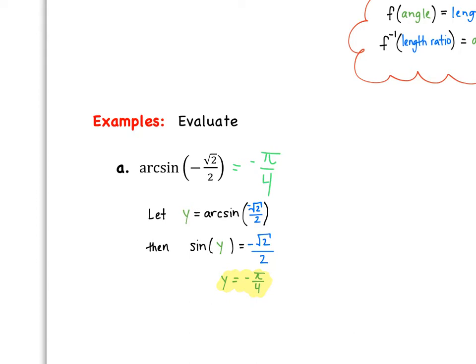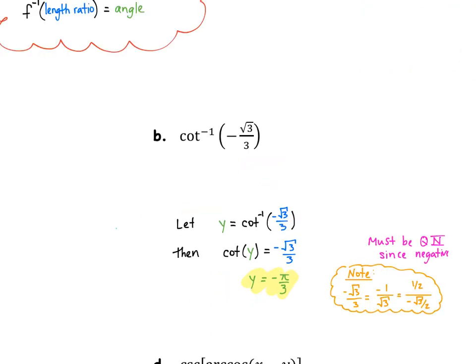I want you to try example B on your own. The inverse cotangent or arc cotangent of negative root 3 over 3. Evaluate that similarly to how we did A. Pause the video, check back when you're done.